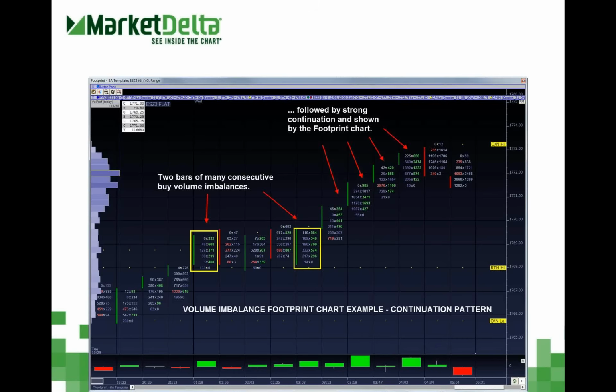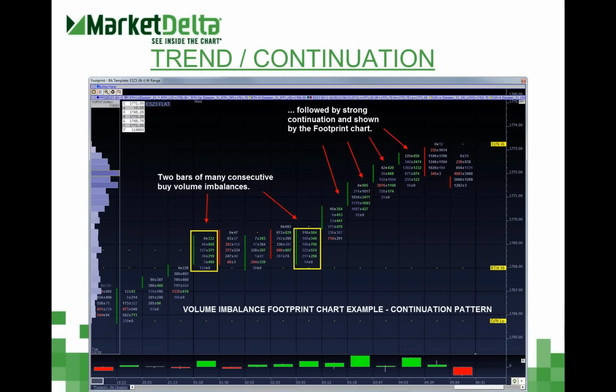So here's an example. This was kind of a continuation example where the market had come up, congested, went sideways, and then took off higher. This is the ES. This was, I believe, yesterday. So what we're looking for, guys, is this. This was kind of a big surge of buyers, but notice 1, 2, 3, 4, 5. Five imbalances within a bar.